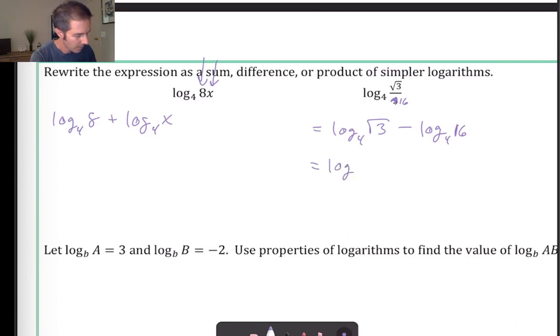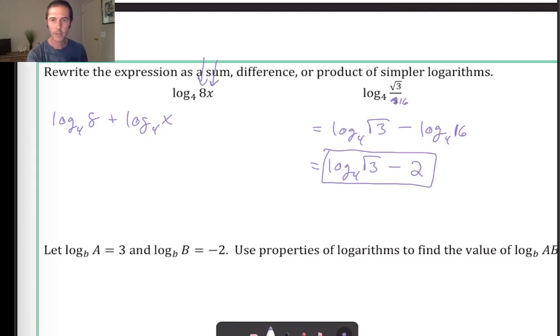The log base 4 of the square root of 3. Now look at this. 4 to what power equals the square root of 3? I have no idea. However, if we look at the next term, 4 to what power equals 16? And the answer to that is definitely 2. So a correct final answer to this modified version of the question is what I've written a box around here. Log base 4 of the square root of 3, minus 2. This would constitute simplifying your final answer as much as possible. All right.